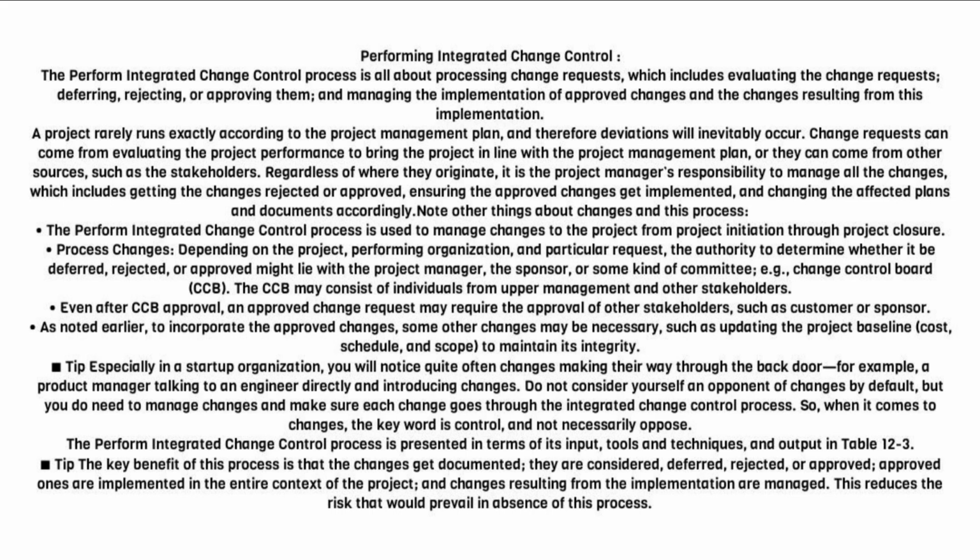The Perform Integrated Change Control process is presented in terms of its input, tools and techniques, and output in Table 12.3. Tip: the key benefit of this process is that the changes get documented, and they are considered, deferred, rejected, or approved. Approved ones are implemented in the entire context of the project, and changes resulting from the implementation are managed. This reduces the risk that would prevail in the absence of this process.